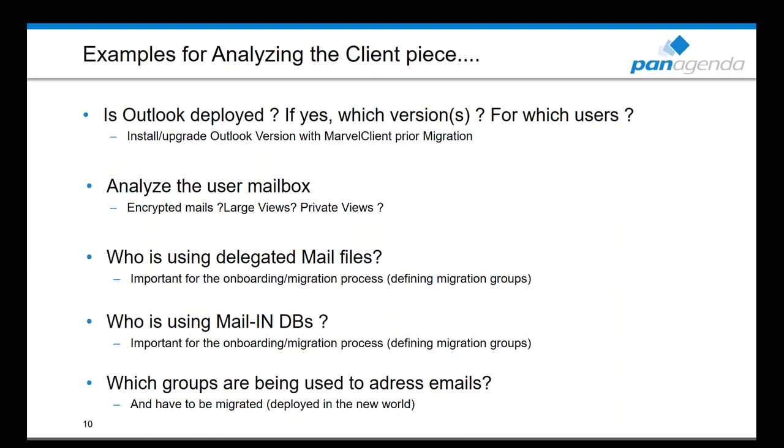And last but not least in this list, which groups are being used to address emails. In order to avoid injecting all the existing groups I have at the moment in my public address book, I can analyze upfront which groups are really used at the moment, and which I should inject into my Microsoft Active Directory in order to get them available in the Azure AD. So analyzing them first helps you again throughout this migration phase.